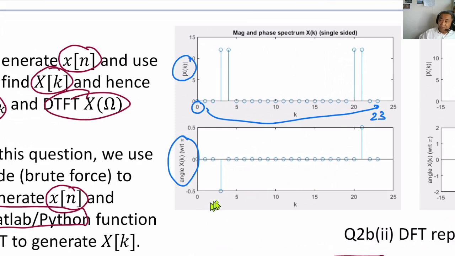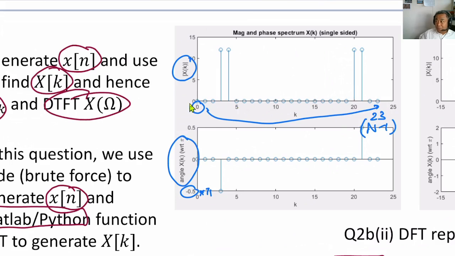Alright, when I say that the angle is with respect to pi, can you see? This is minus 0.5 times pi, because I've divided by pi in my calculation. So you see it's minus half, minus half pi. That's what it means. Alright, so we have the magnitude and the phase. Now this is the index going from 0 to 23, which is N minus 1. This is the single-sided spectra.